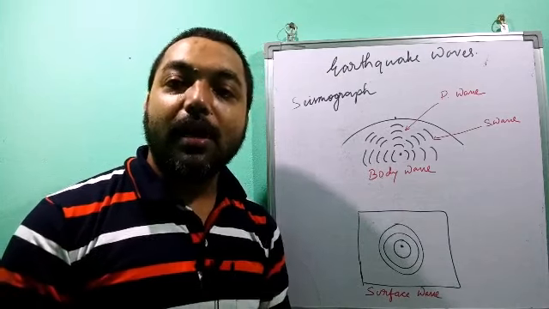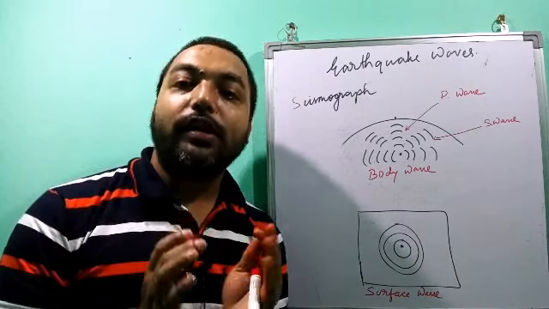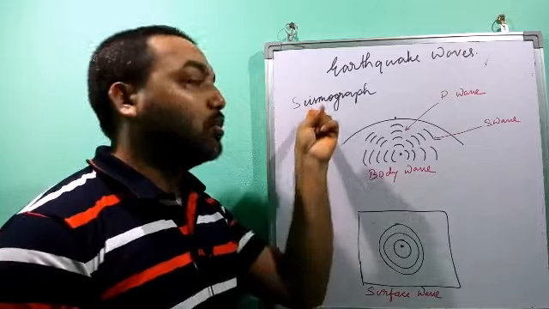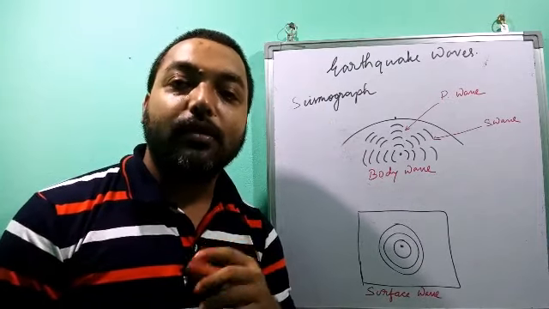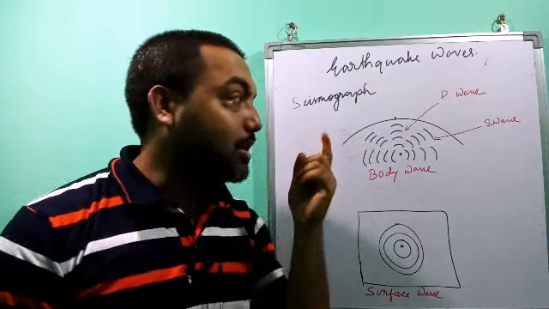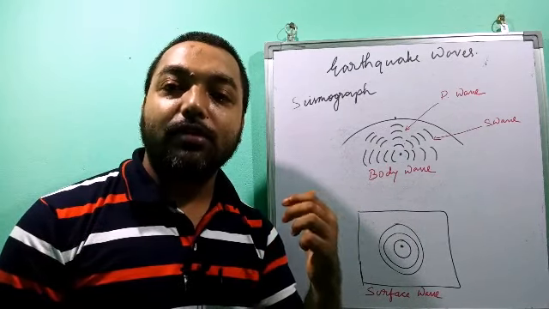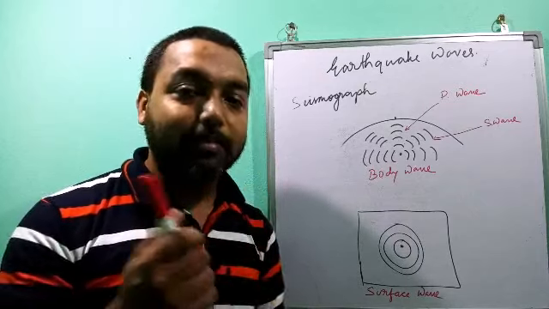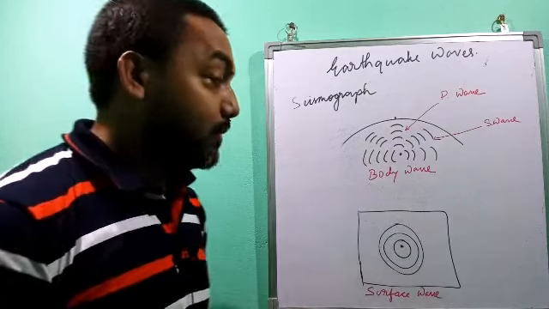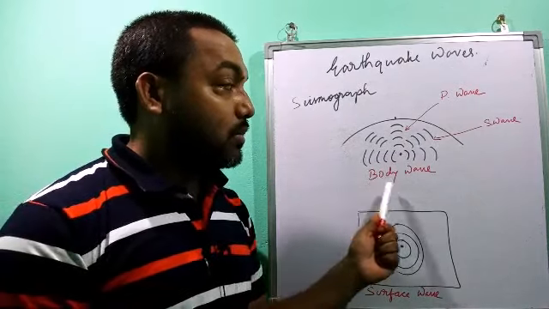So earthquake waves are measured or recorded in an instrument called a seismograph. In this seismograph, the different earthquake waves are measured and recorded. Accordingly, it is found out what kind of earthquake wave that particular earthquake wave is.